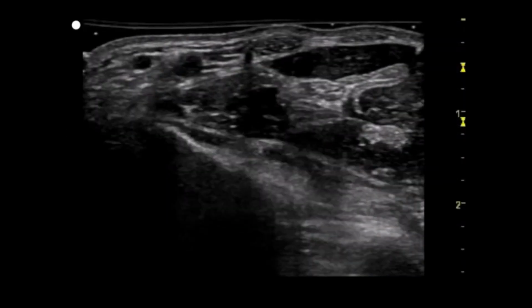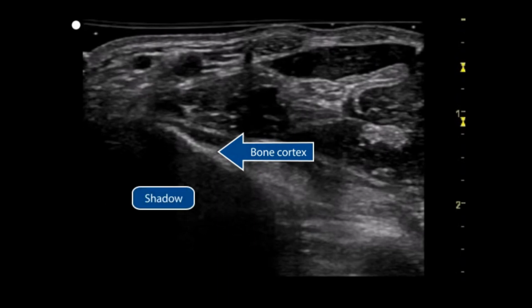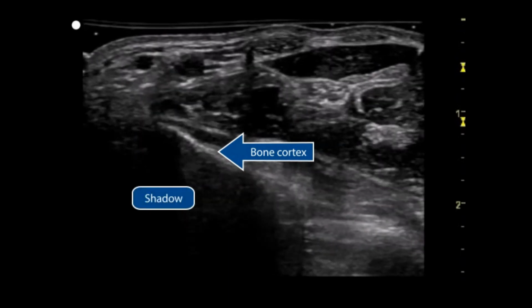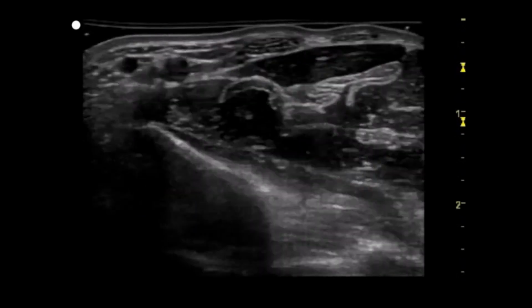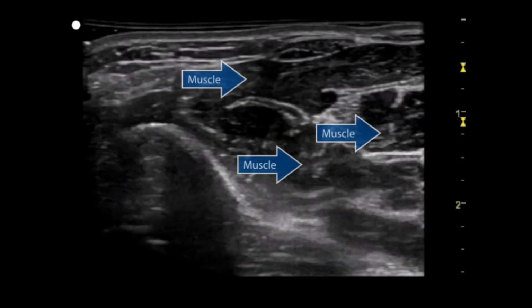In this clip of the distal forearm, one can see a hyperechoic area with a big shadow behind it. This is what normal bony cortex looks like. Adjacent to that, one can see muscle, which also appears normal.